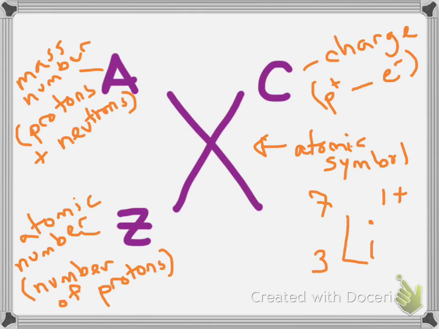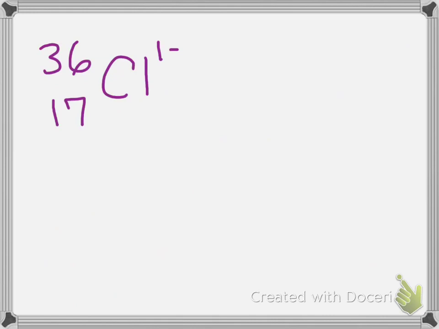I'm walking you through how to figure out each symbol. So like A is protons plus neutrons. Z is just the number of protons. C is protons minus electrons. And then X is based off of Z. So if you had 1 proton, then your X would be H. It would be hydrogen. If you had 2 protons, then it would be He, helium, and so on. You can find that from the periodic table. So I'm going to turn to the example.